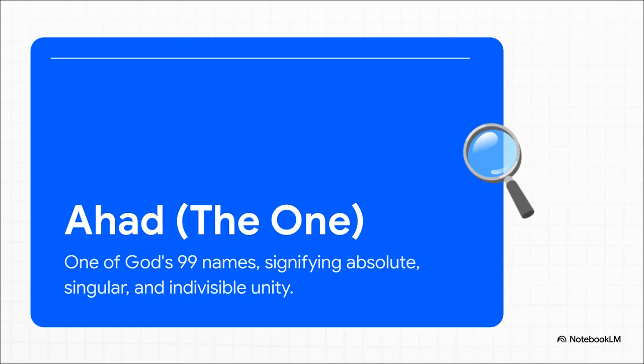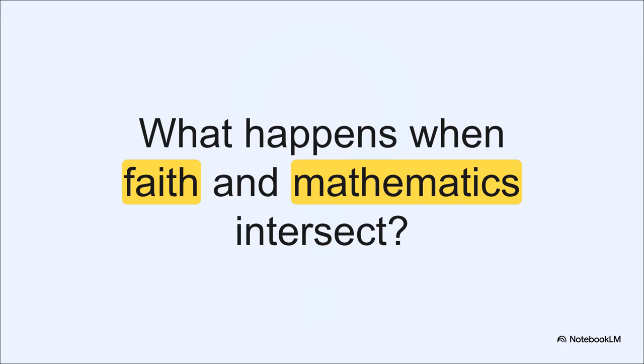So, this analysis presents a vision of the Quran as a text with a deep, hidden layer of numerical and thematic connections, all pointing to a singular truth. It really leaves us with a compelling question to consider. What happens when systems of faith and the logic of mathematics intersect in such an intricate and surprising way?